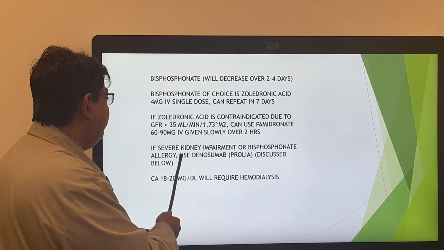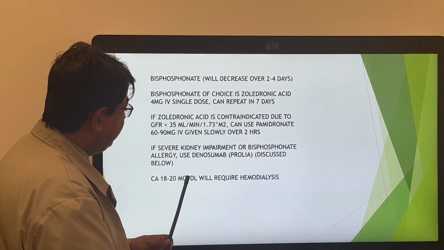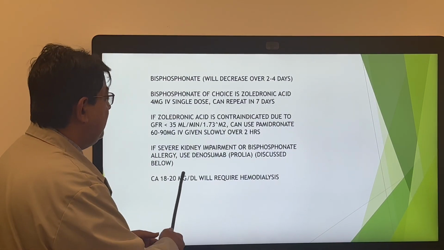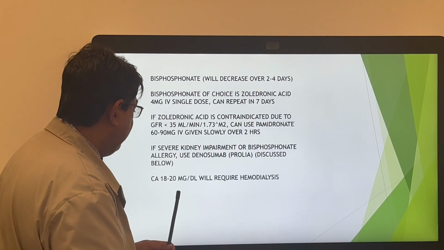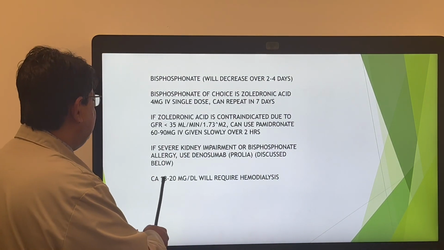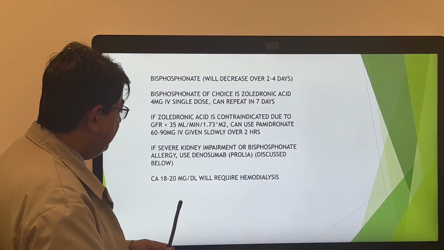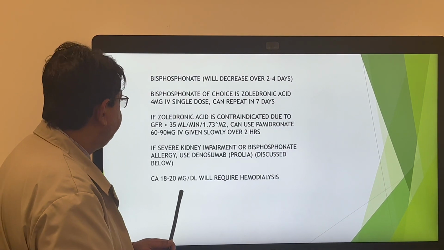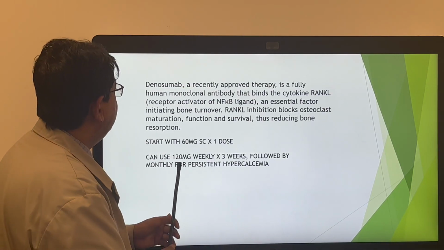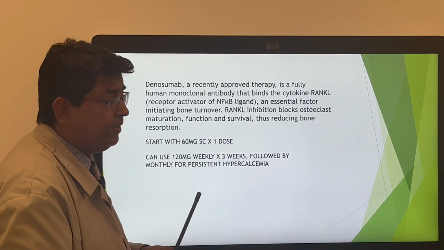If there's severe kidney impairment or a bisphosphonate allergy, then you can use denosumab, which is the newest agent in the treatment of hypercalcemia. If the calcium is 18 to 20 milligrams per deciliter, then hemodialysis typically becomes necessary. Next. Denosumab is a recently approved therapy.